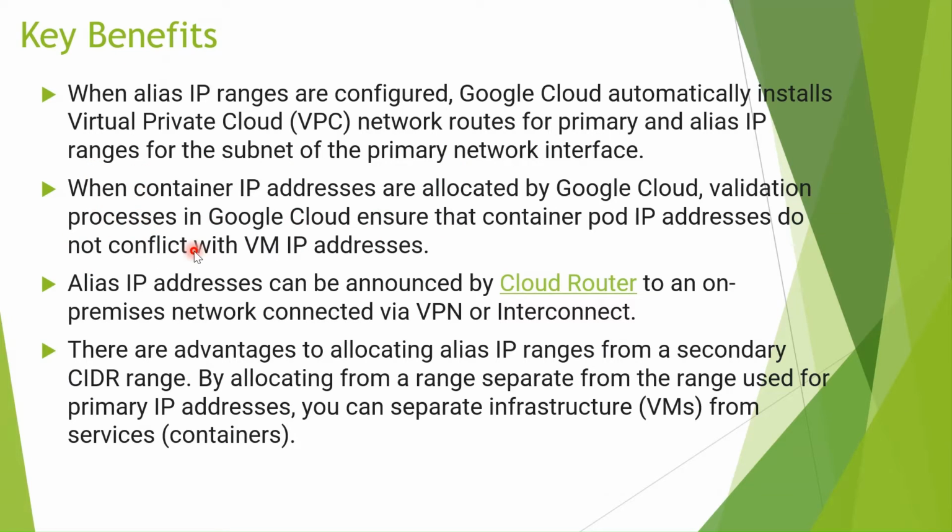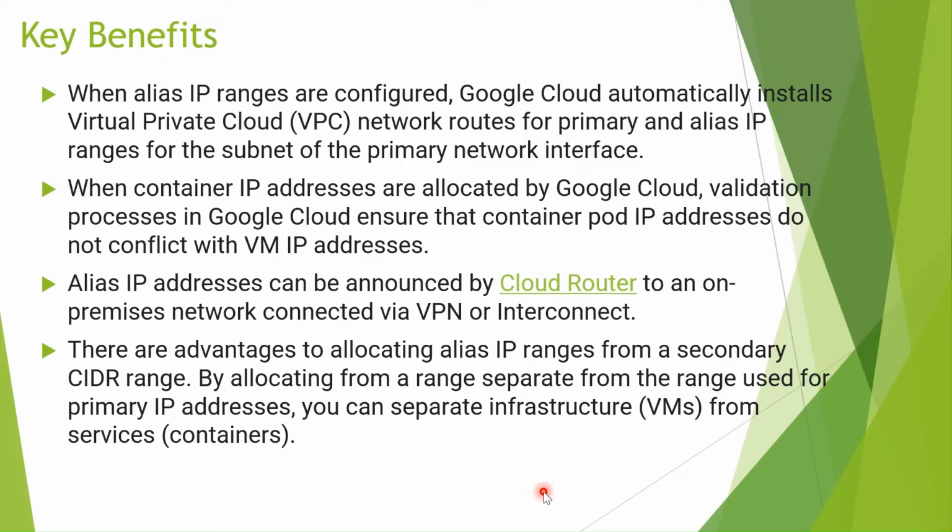Another benefit is that container IP addresses can be allocated by Google Cloud, and the validation process in Google Cloud ensures that container and pod IP addresses do not conflict with VM IP addresses. It will take care of all those things, and we can even announce our alias IP ranges to Cloud Router, so our on-premises network can also reach them via VPN or Interconnect. And as I told you, the advantage of allocating alias IP ranges from a secondary CIDR range is that we can create a separate range used for primary IP addresses and a separate range for services like containers or VMs.